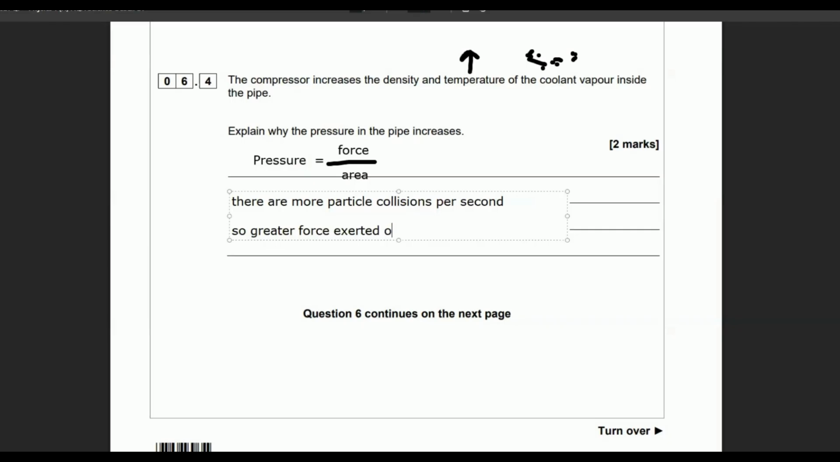exerted over the area. I'm talking about the areas in like the walls of the pipe, if you get what I mean. They're colliding with each other and the walls of the pipe. Anywho, I think we are nearly done.